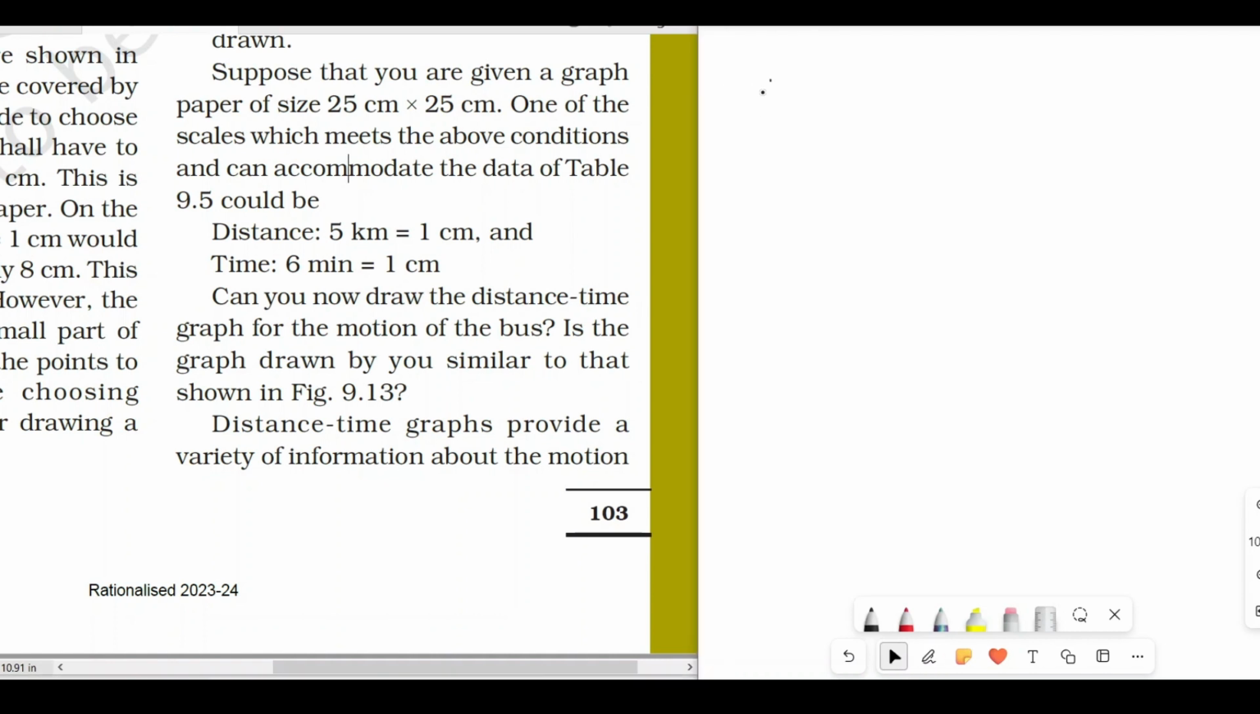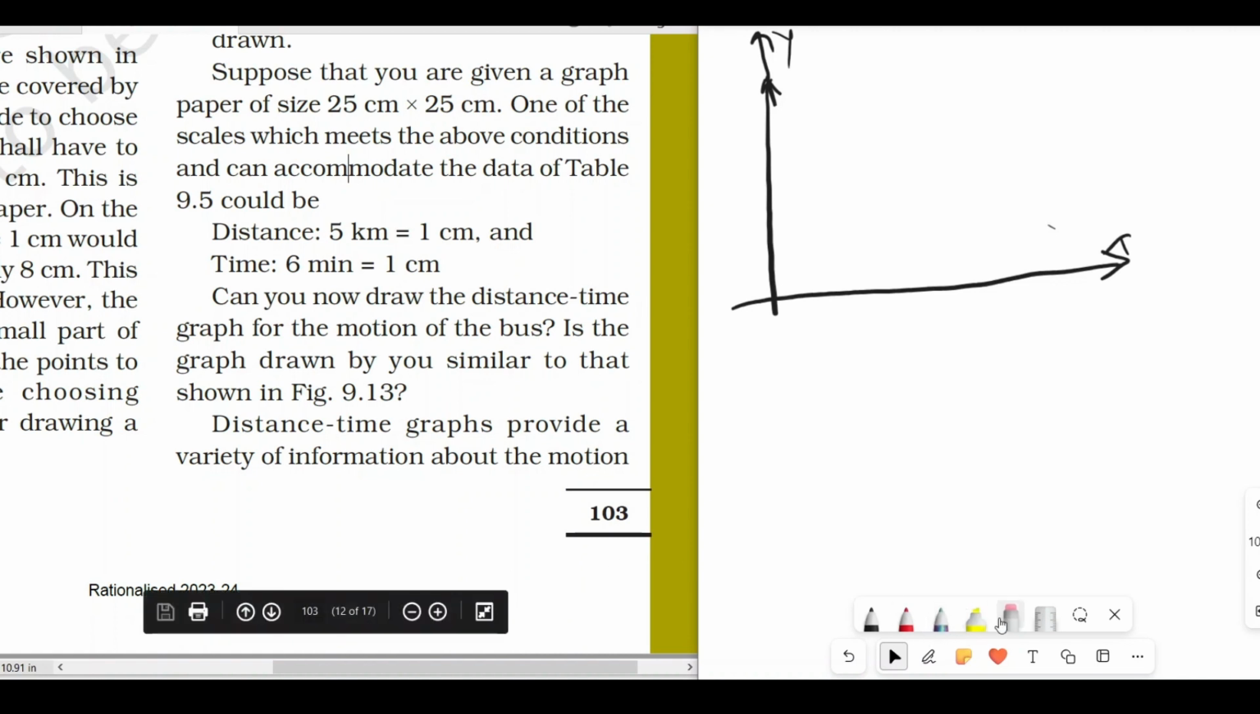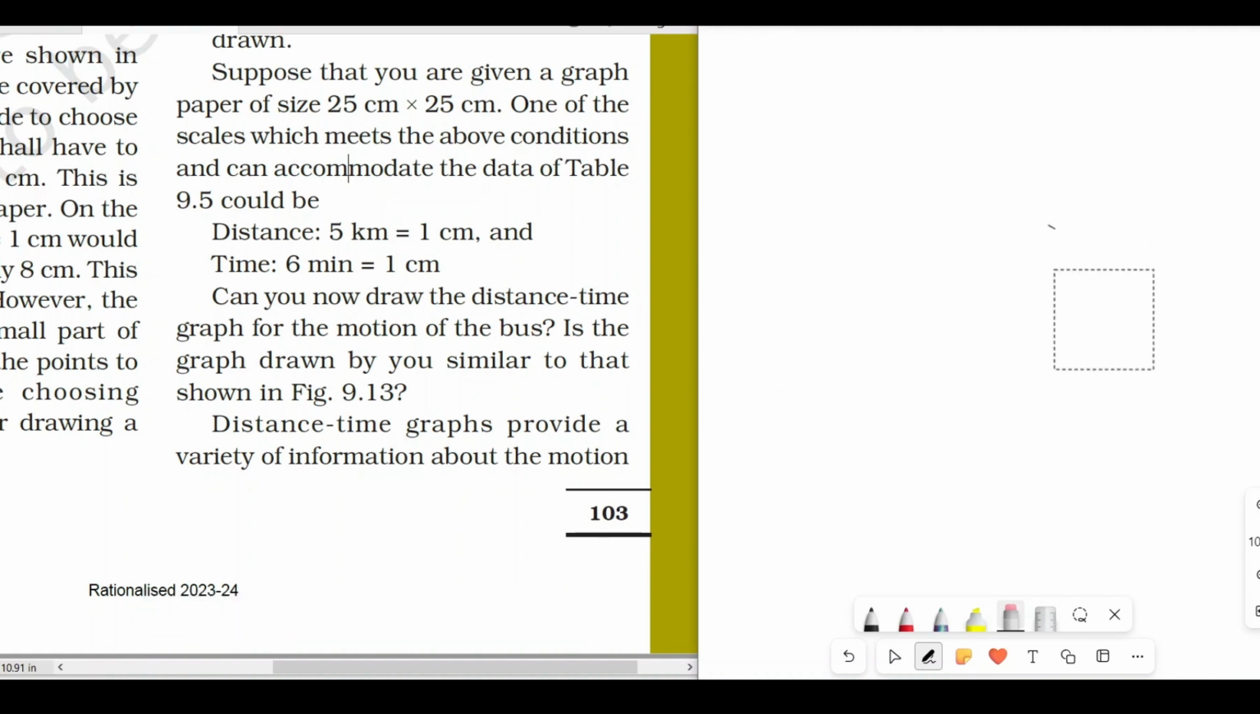So what can we do first? Here we have a graph of 25 centimeters by 25 centimeters. So what we can do is make a y-axis here and an x-axis here. This is the y-axis, this is the x-axis. I'll just improve it for clarity purposes, and I'll actually make it a little bigger so that it's clear for you people.